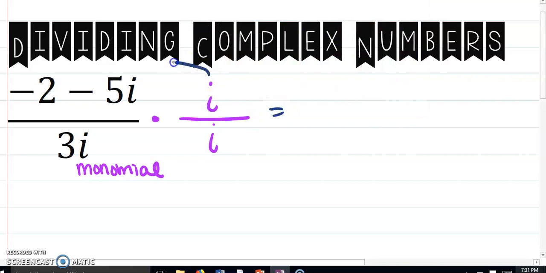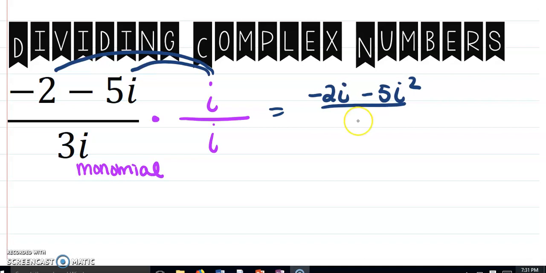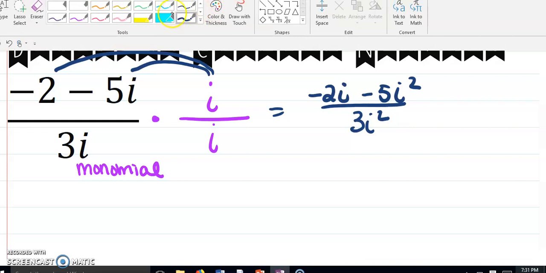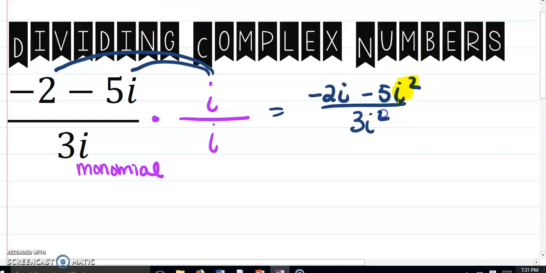In the numerator, this is just going to be distribution. So negative 2 times i is negative 2i, and then negative 5i times i is negative 5i squared. In the denominator, you get 3i times i, which is 3i squared. And then every i squared has to turn into negative 1. So now we'll get negative 2i minus 5 times negative 1, and 3 times negative 1.